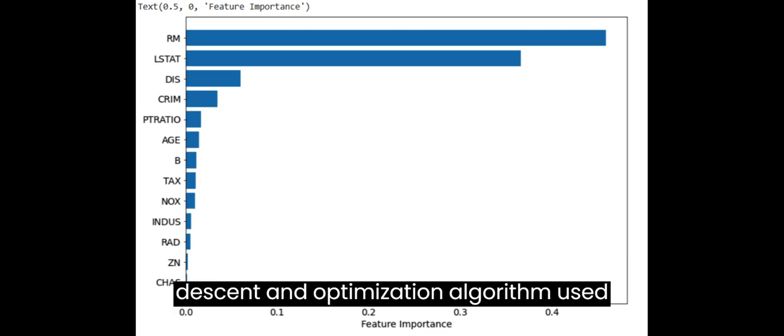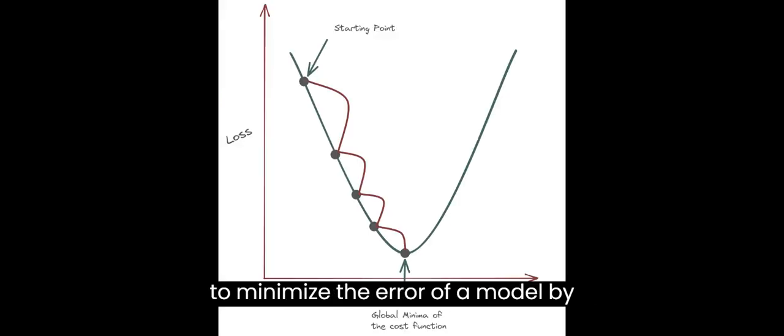Gradient descent, an optimization algorithm used to minimize the error of a model by adjusting its parameters. Example, using gradient descent to optimize the coefficients of a linear regression model.